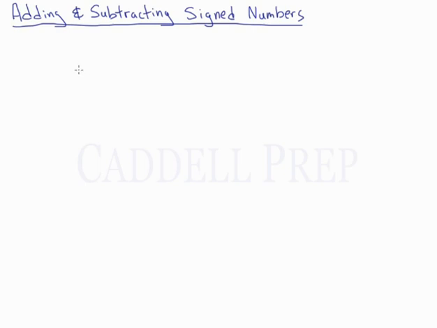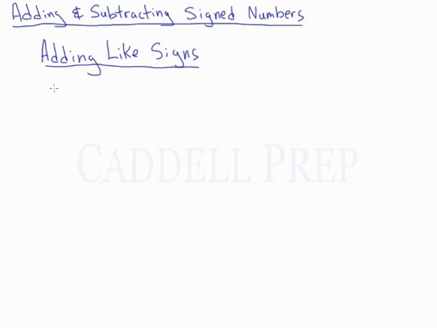In this lesson, we're going to go over adding and subtracting signed numbers. So adding and subtracting positive and negative numbers. Let's start with adding like sign numbers. In my opinion, this is the easiest. So adding like signs.